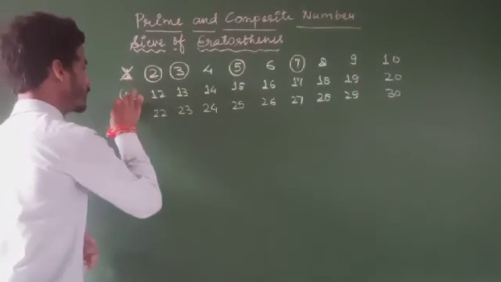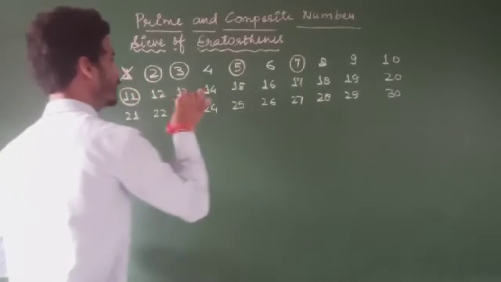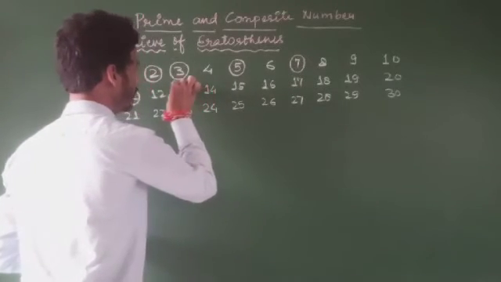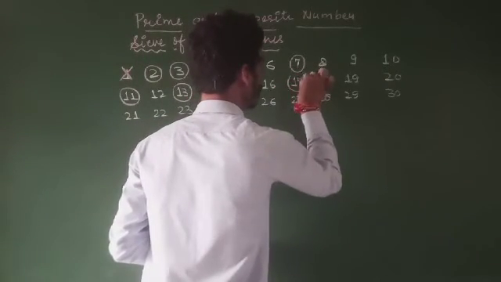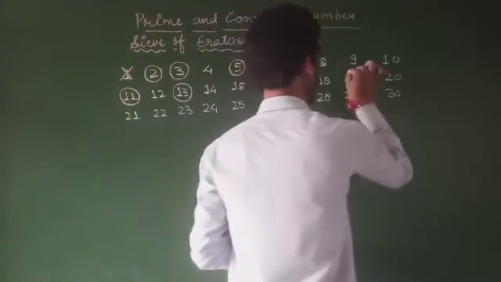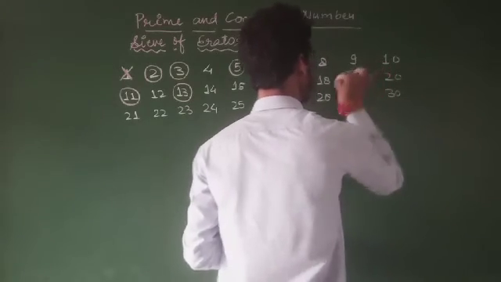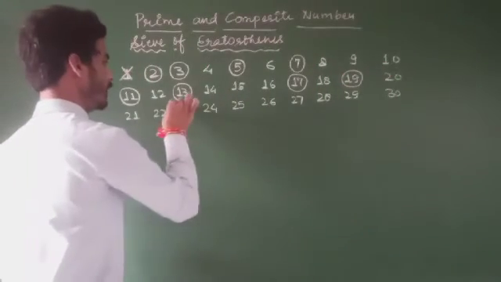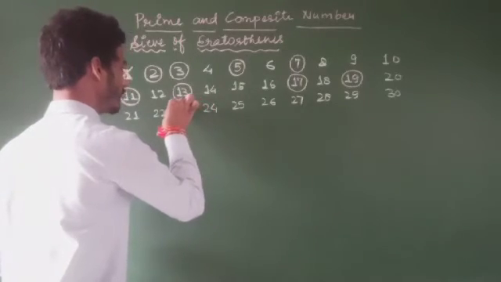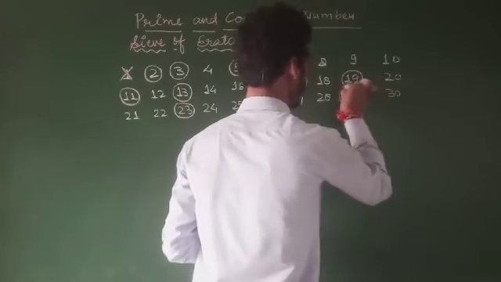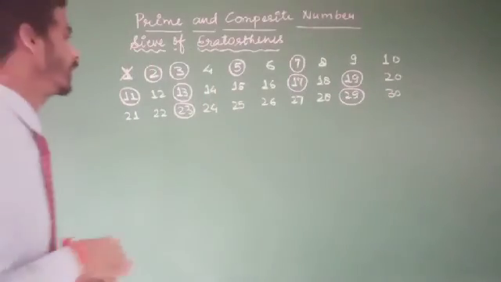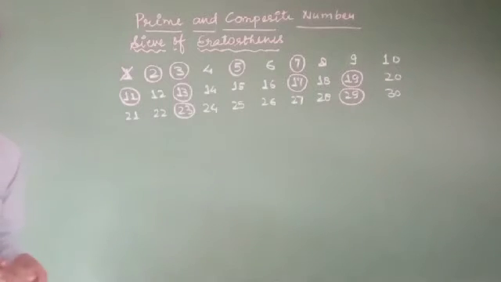Circle 11 and cross out all the multiples of 11. Circle 13 and cross out all the multiples of 13. Circle 17 and cross out all the multiples of 17. Circle 19 and cross out all the multiples of 19. Circle 23 and cross out all the multiples of 23. Circle 29 and cross out all the multiples of 29. So now the prime numbers are 2, 3, 5, 7, 11, 13, 17, 19, 23 and 29.